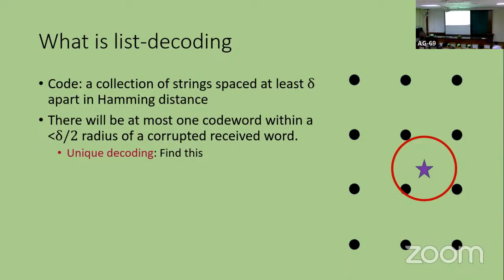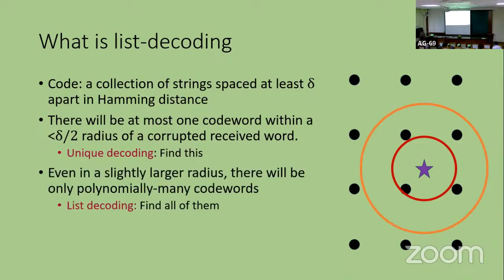But if you notice, if you make that circle a bit bigger, there might be maybe 4 code words in the list, which is still not too many. So the list decoding problem is, even in a slightly larger radius, I tell you that there will be only a few code words in this slightly larger radius, and you must find all of them. So this way we can handle a few more errors.